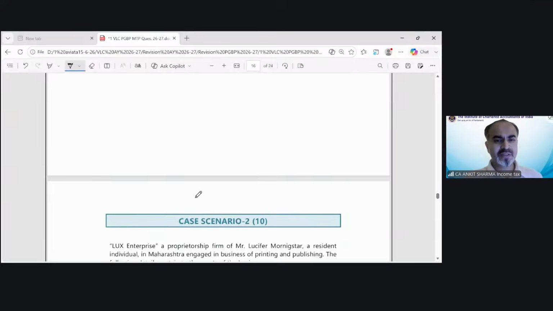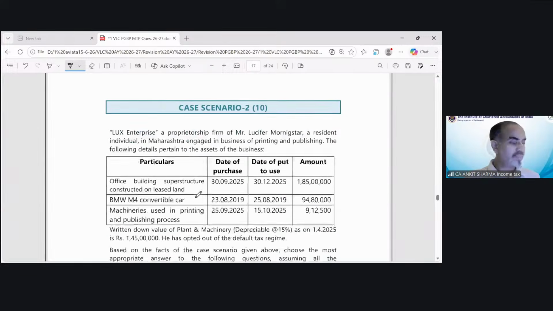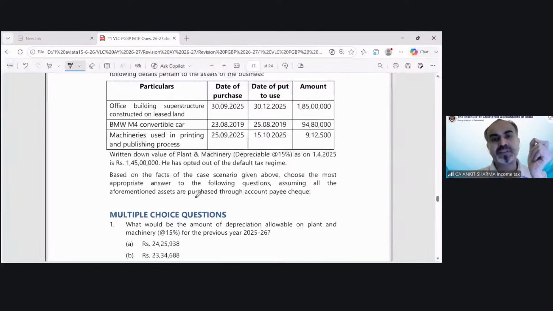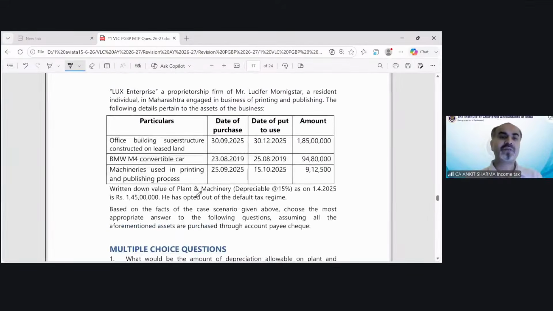Moving on next. Case scenario number 2. Lux Enterprises, a proprietorship firm of Mr. Lucifer Morningstar, a resident individual in Maharashtra, engaged in the business of printing and publishing. The following details pertain to the assets of the business as follows.